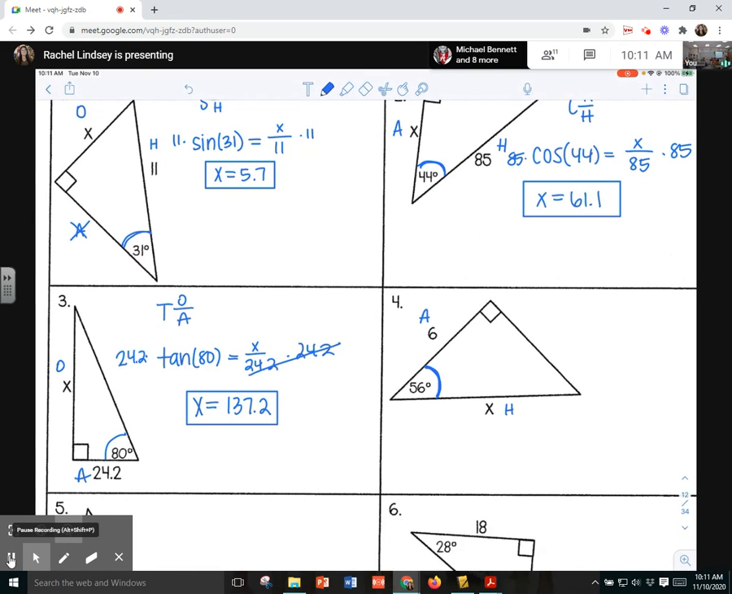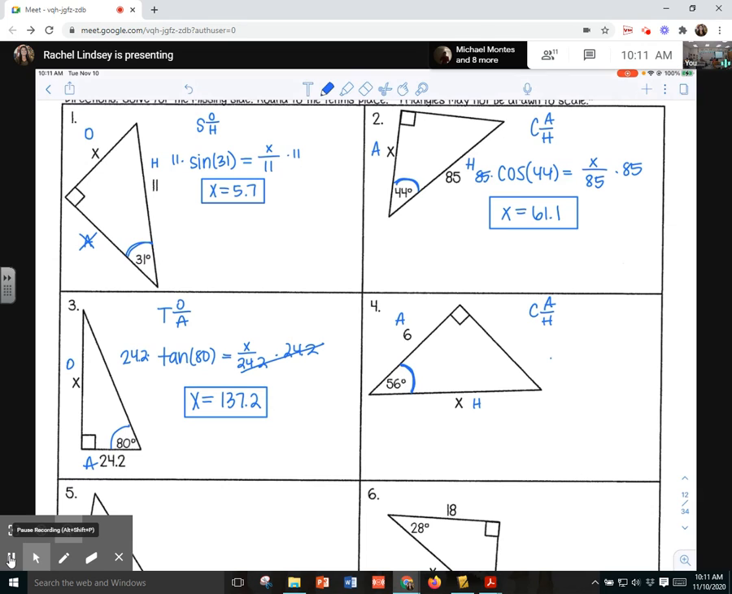So if I have A and H, I have to use cosine. So I'll have cosine of 56 equals adjacent 6 over hypotenuse x. So now your x is on the bottom instead of the top of the fraction. Therefore, you can't just easily multiply both sides, but you can use the trick that you just switch the x and the cosine function. So I'd have x equals 6 over cosine 56. Now plug that in the calculator and you should get x equals 10.7.